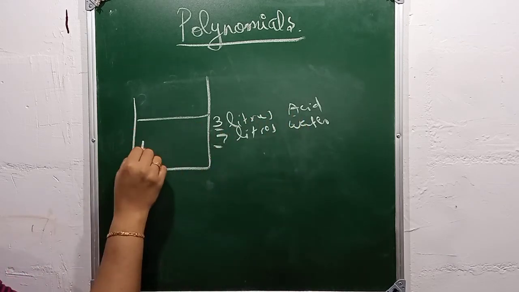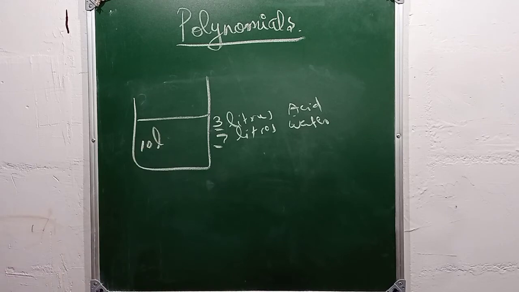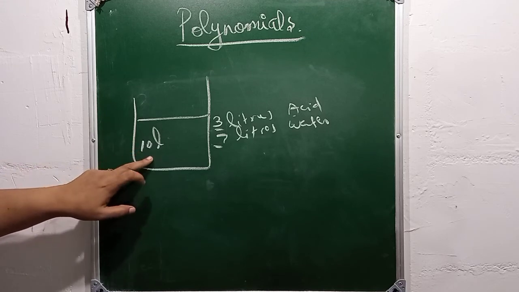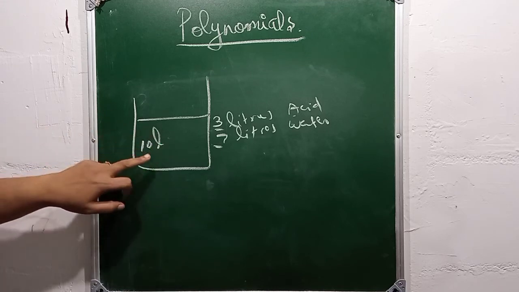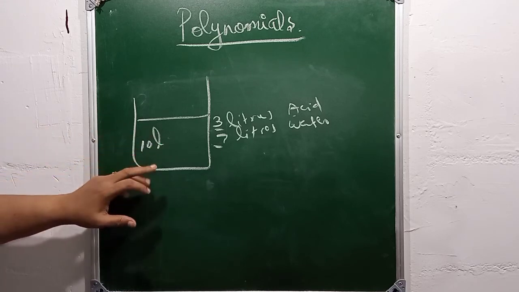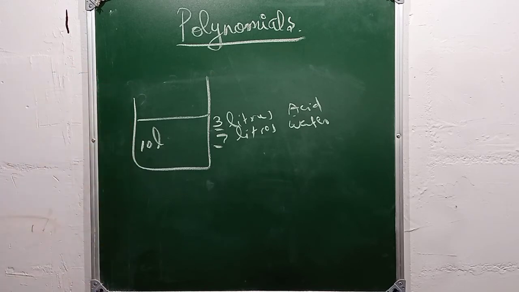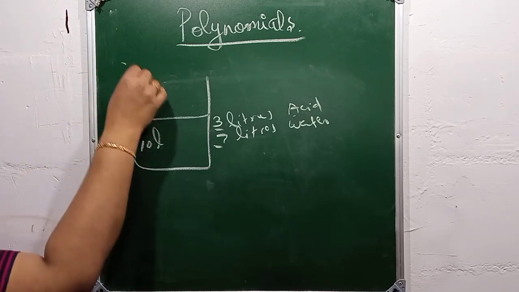That means a 10 liter solution is in this vessel. Okay, so our question is: a liquid contains 7 liters of water and 3 liters of acid. Okay, so this solution contains 7 liters of acid and 3 liters of water. And more acid is added to it.